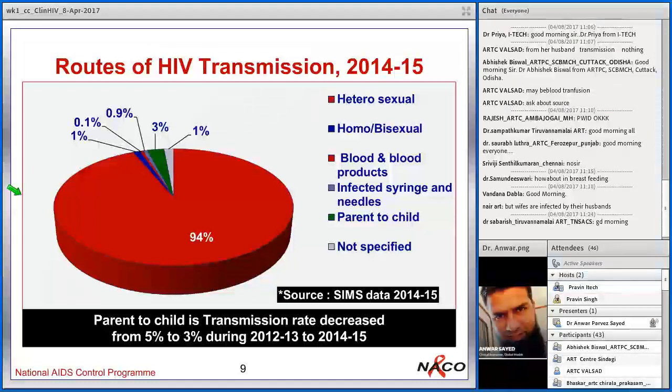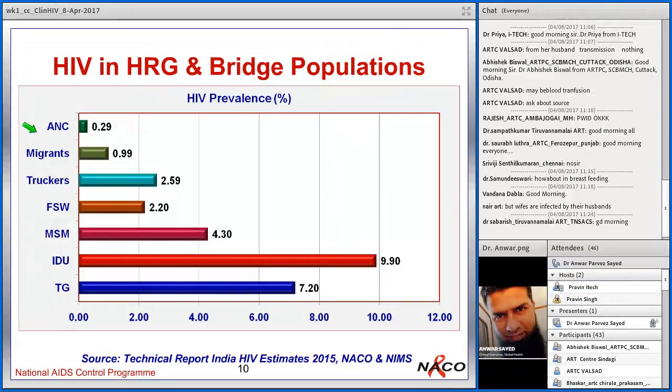And other routes of transmission, if you see, are blood and blood products, injection drug users, and parent to child transmission. Parent to child transmission has also reduced over a period of time. Now it is reported to be 3%. Earlier it was 5%, and during 2012-13 to 2014-15 it has reduced from 5 to 3%.